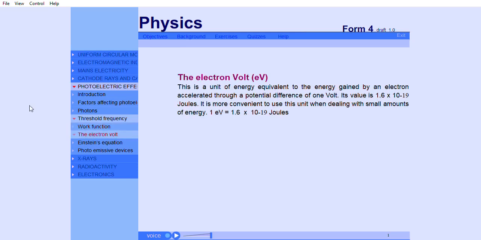The electron volt. This is a unit of energy equivalent to the energy gained by an electron accelerated through a potential difference of 1 volt. Its value is 1.6 multiplied by 10 to the power of negative 19 joules. It is more convenient to use this unit when dealing with small amounts of energy. 1 electron volt is equal to 1.6 multiplied by 10 to the power of negative 19 joules.